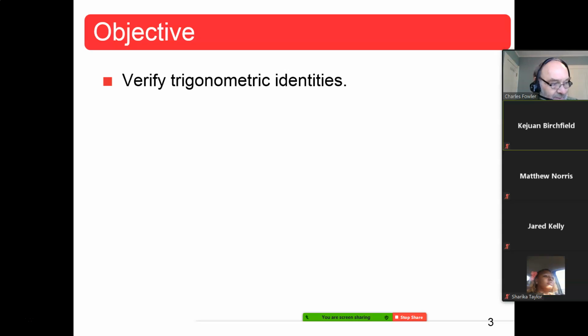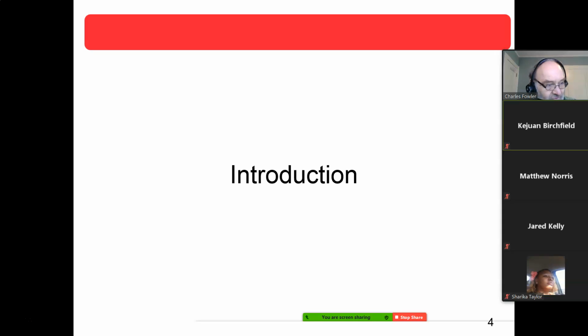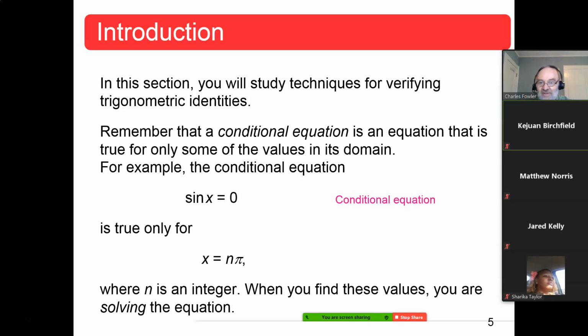Now, a little bit of background here, introduction. In this section you'll study techniques for verifying trigonometric identities. What do we mean by trigonometric identity? When you have any expression that has an equal sign in it, that means it's an equation.